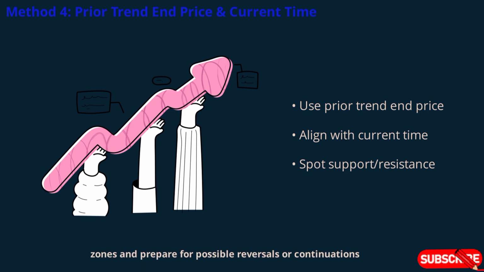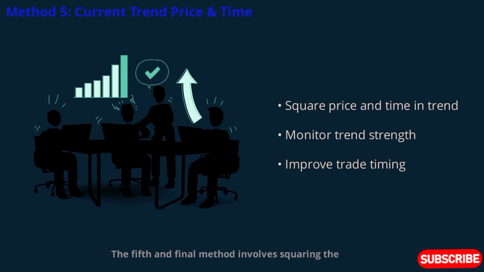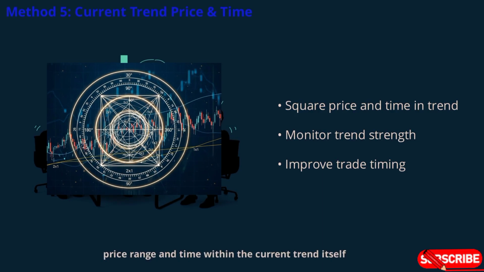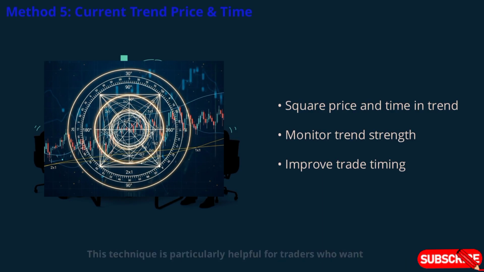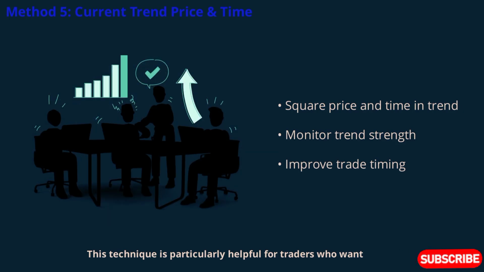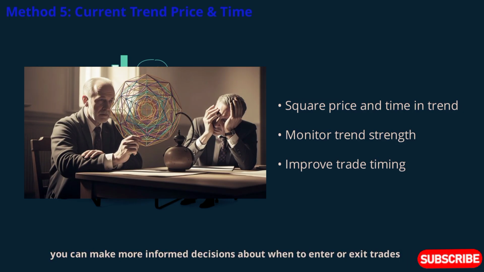Fifth and final method involves squaring the price range and time within the current trend itself. This technique is particularly helpful for traders who want to monitor the ongoing strength or weakness of a trend. By keeping an eye on how price and time interact as the trend develops, you can make more informed decisions about when to enter or exit trades.